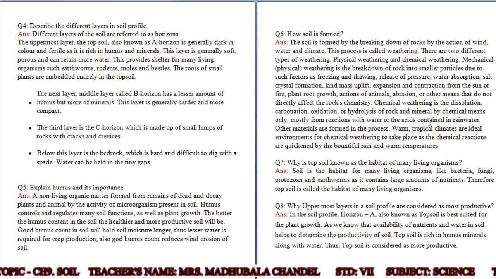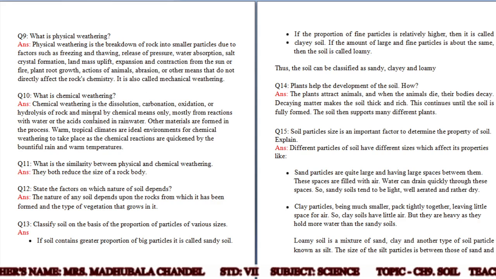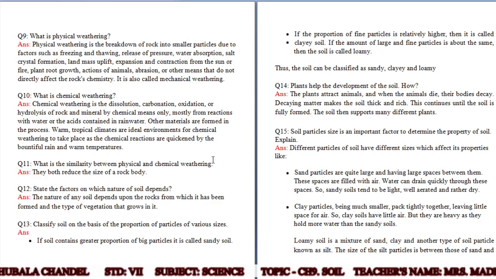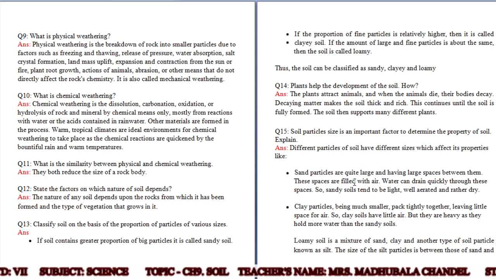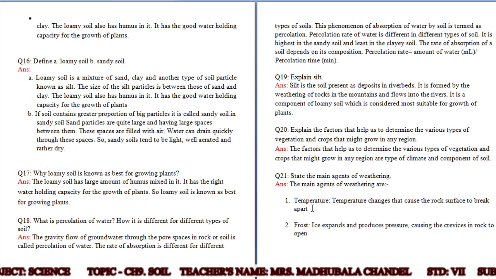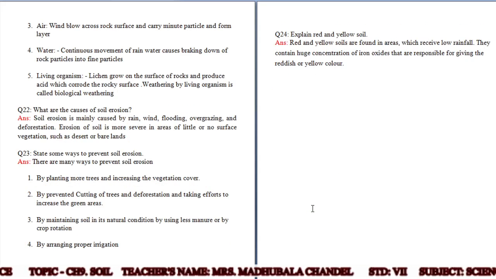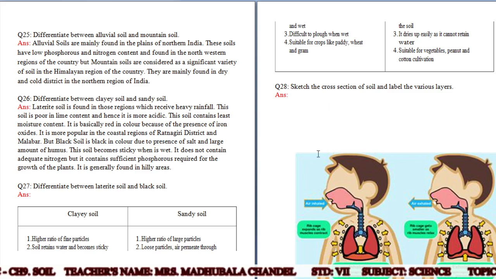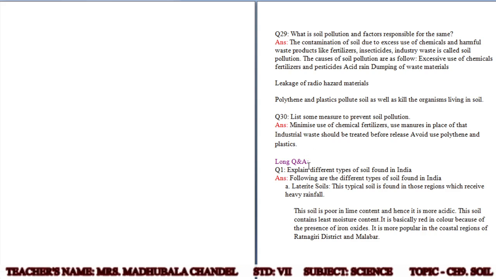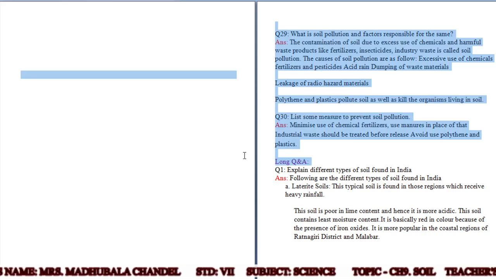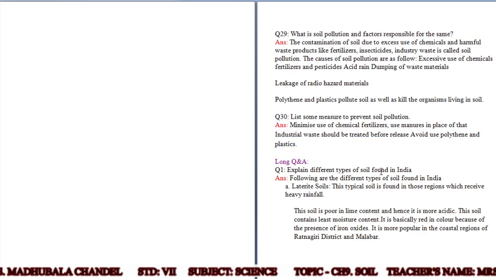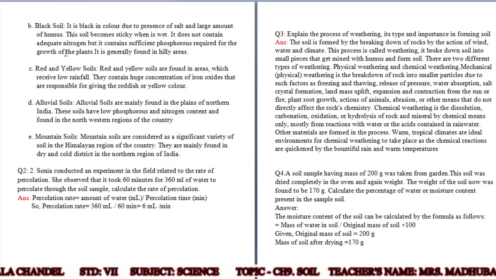As you can see the word limit, according to that I have written all the answers, so you just go through them. Some extra portion is also covered here, that also you have to take care of. Here we have this short answer, then long answer type. Now here comes the long answer: explain the different types of soils found in India. There are some extra things also written here.